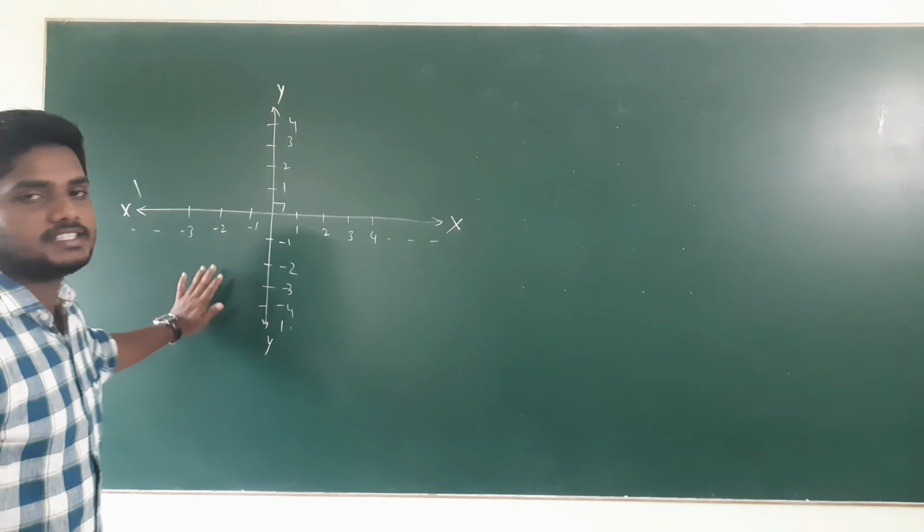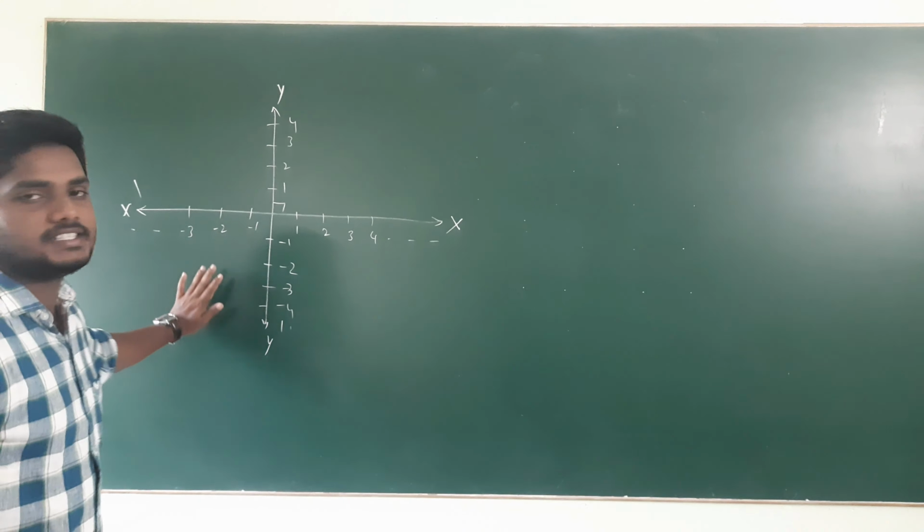If it is only equal to 3, you will put only a dot. If it is less than 3, you will do an open circle. If it is less than or equal to 3, you will dot the point and also draw a shaded region to the left side. Similarly, if x equal to 3, it means only a line. If x is less than 3, it means a dotted line with shading to the left side.